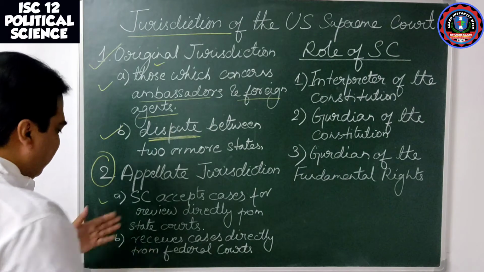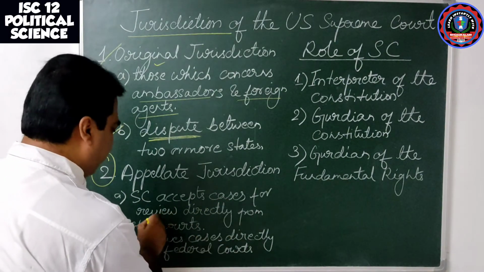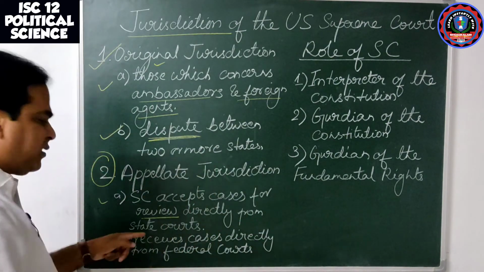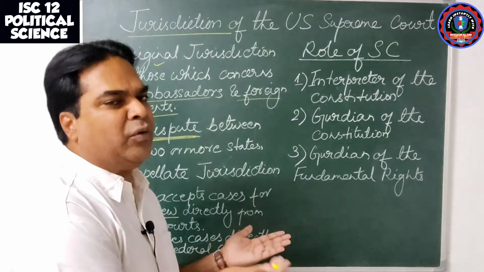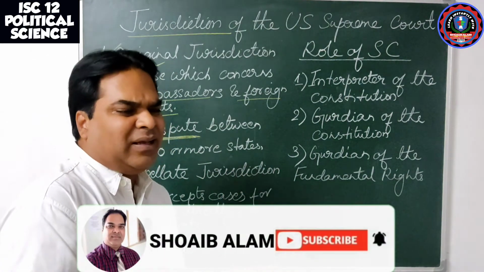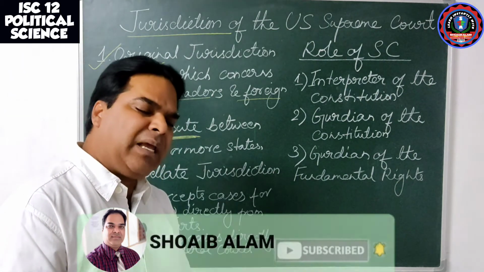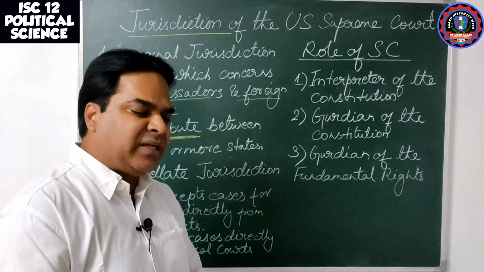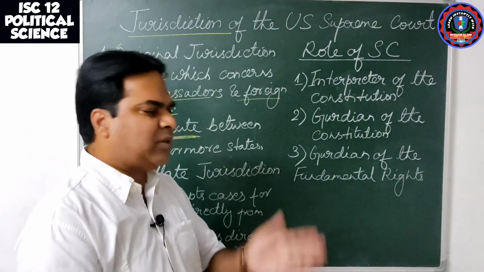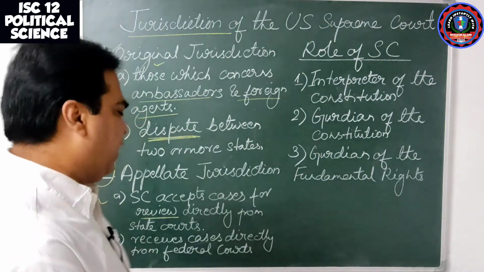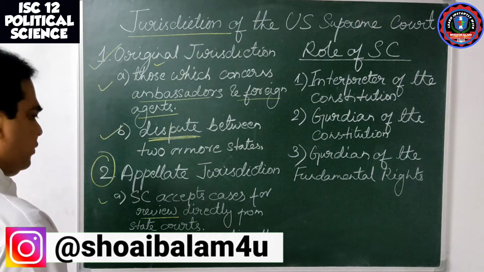Okay. Now you can see a few cases are given over here, like the Supreme Court accepts cases for review, cases of review directly from the state courts. The state court will request the Supreme Court, please review the cases. Okay. So actually it is all about the lower court also, they have been following the same course of law, but still they feel that it can better be decided by the Supreme Court. So that is why they request the Supreme Court to review those cases. When such cases come to the Supreme Court, that is known as the appellate jurisdiction of the Supreme Court.